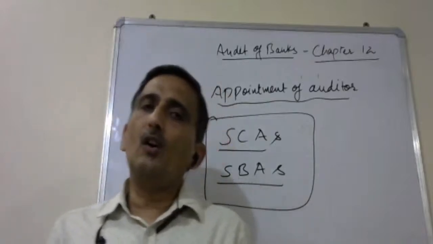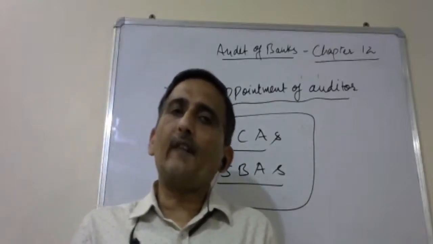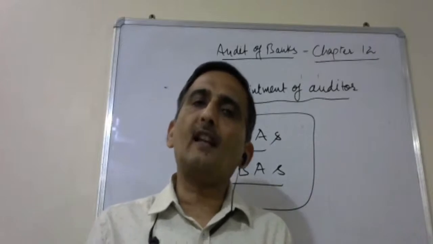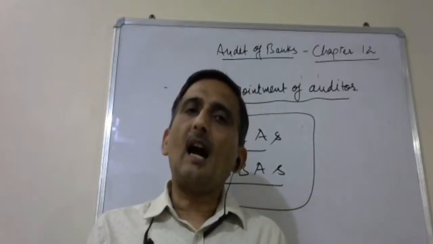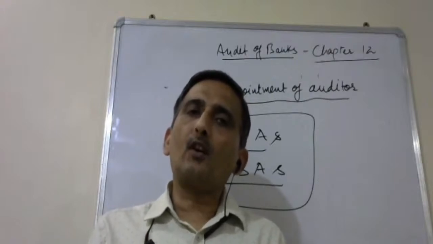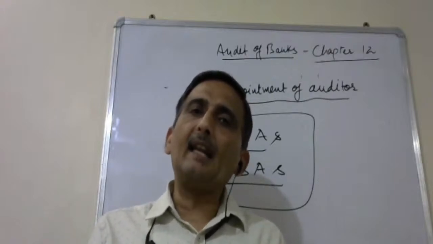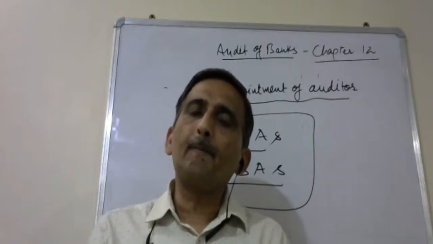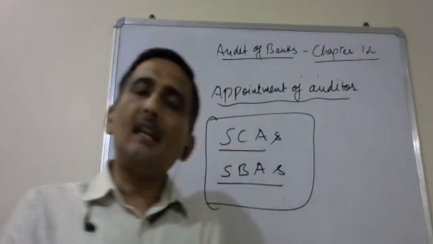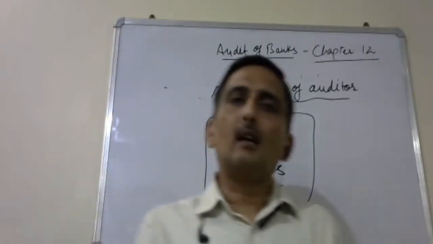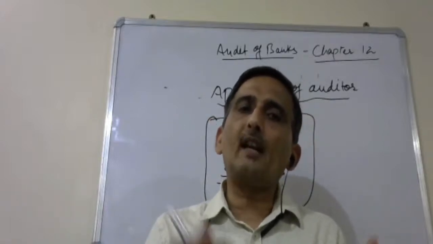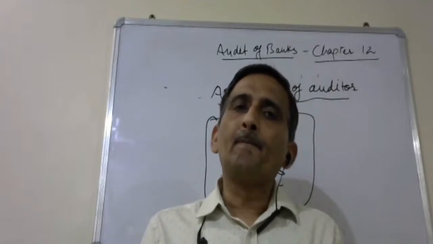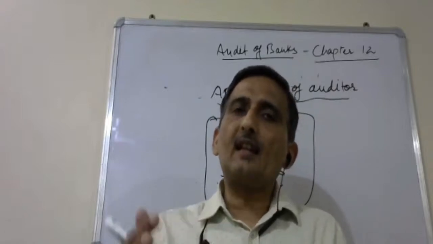Okay, so in case of a nationalized bank, or what we call public sector banks, auditors are appointed by the bank acting through its board of directors, whereas in case of other banking companies which are not nationalized banks, auditors are appointed by shareholders in general meeting.